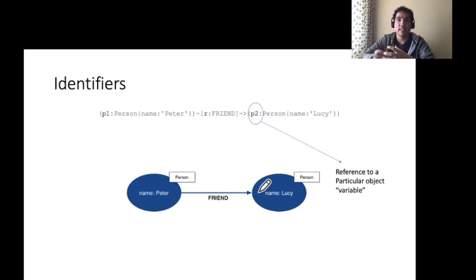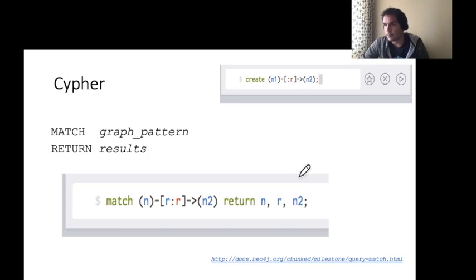We can also have an ID, in order to access that information later on. For example, P1 is going to represent this particular person, like a variable, if you like. So P1 is going to represent this particular node, R is going to represent this particular relationship, and P2 is going to represent this one. It's like getting a reference to that particular object, and later on in the query we can access that information. And here we have the query language.